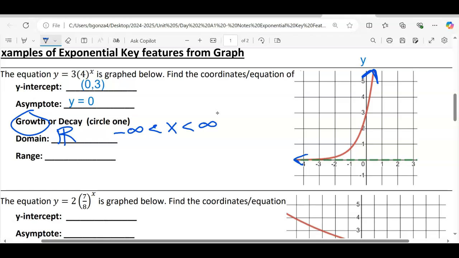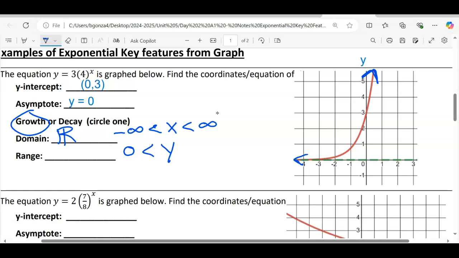Does it go down forever, or does it stop right here? The asymptote is right here, so it does not go below 0, right? You can't cross this line, can't touch it. So the difference between domain and range for an exponential function is that the range, the lowest it can go is 0 without touching it, so we do not underline it.